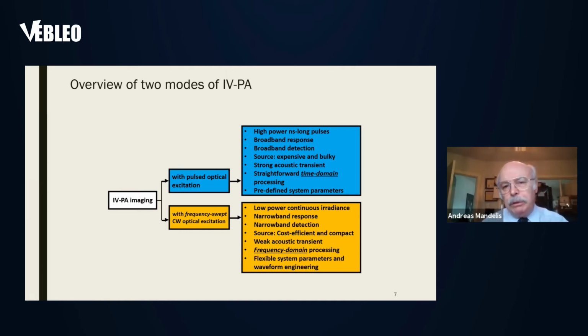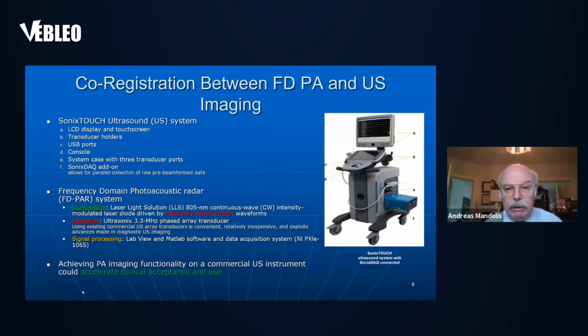We opted to develop the frequency domain system, which is what I'm going to present, because many other people are using the pulse system. However, appreciating the advantages of frequency domain, we decided years ago to go in that direction. And one of the important advantages is that we can use a commercial kind of ultrasonic imager.